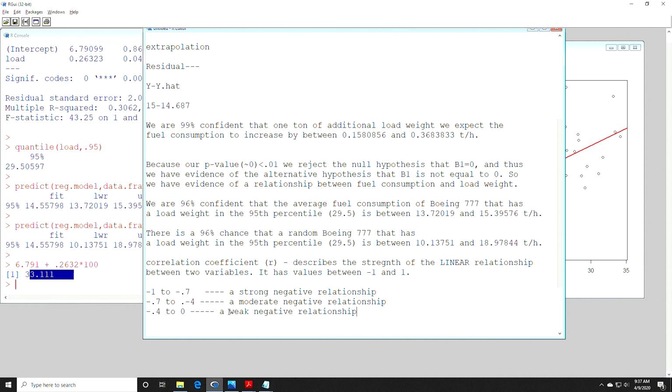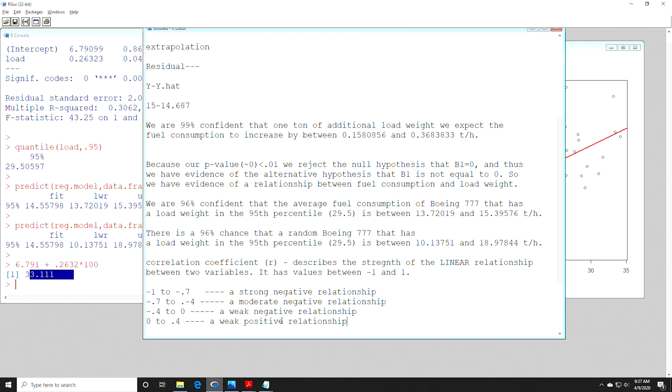The one thing to always keep in mind is that I am stating strong and negative. So I'm describing the strength and the direction: negative being the direction, strong, moderate, or weak being the strength. But your description must always include the bolded word linear. That is the most important word, because it's describing the strength of the straight line relationship.